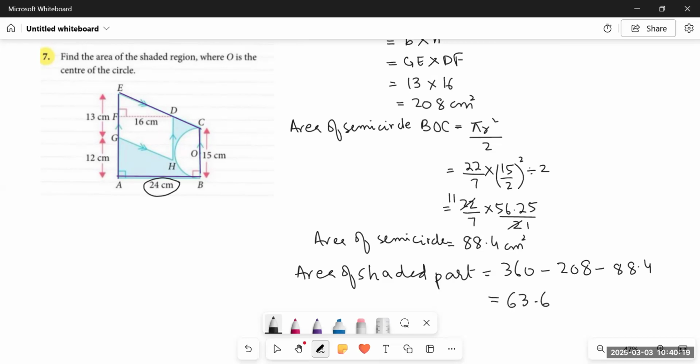As you can see in the shape, almost half, or you can say more than half of the space is covered by the unshaded part. Therefore, the area is very small, since the area of the trapezium is 360 and 63.6 is not even half of it. And it's clearly seen that in this shape, the shaded part is very less in comparison to the unshaded part. So this would be 63.6 centimeters square.